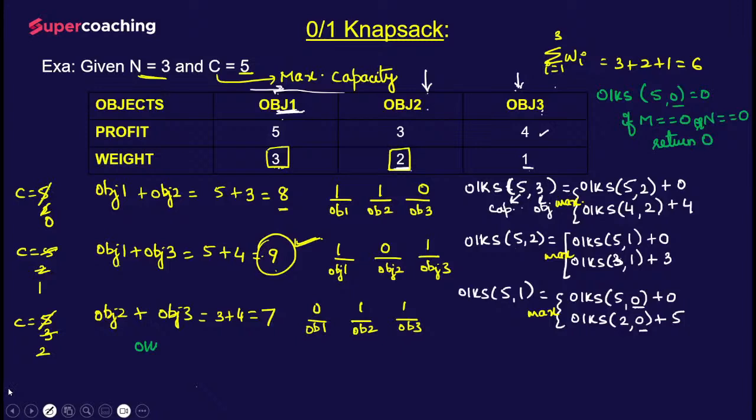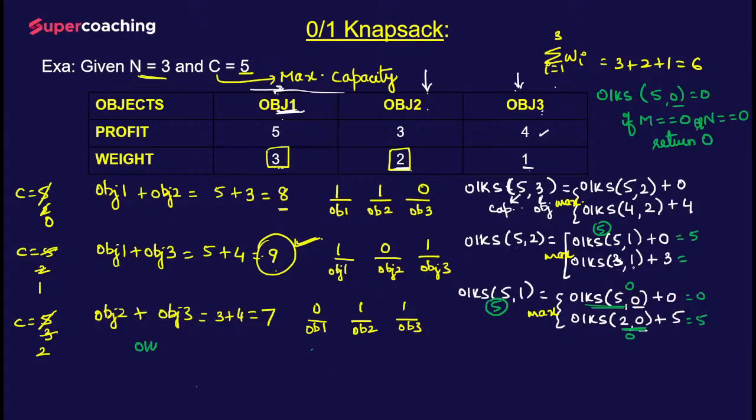So we are getting here the termination condition. This is going to return 0. This function will return 0. 0 plus 0 is 0. 0 plus 5 is 5. So this function call is getting the maximum value as 5. 5 plus 0 is 5.